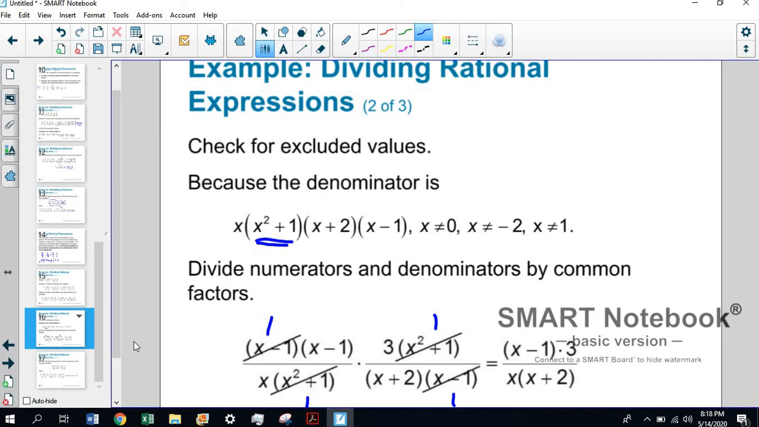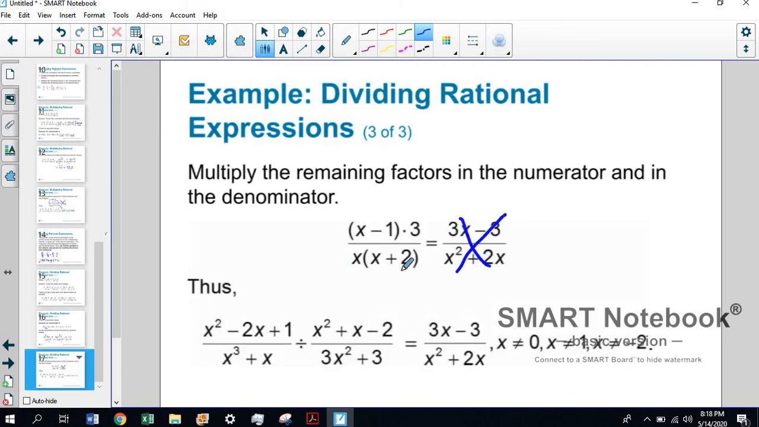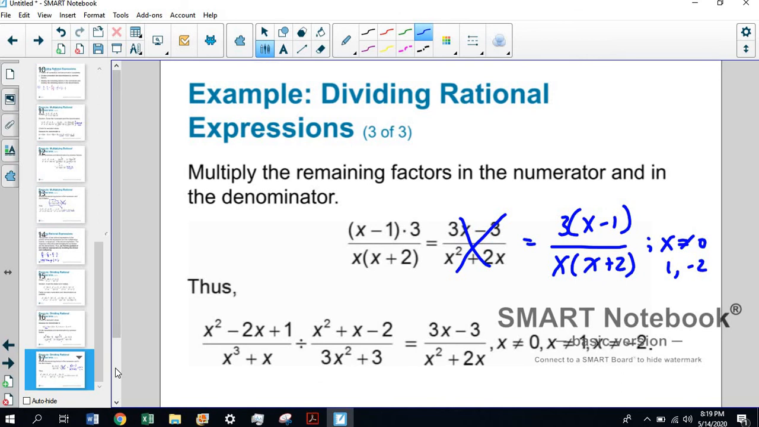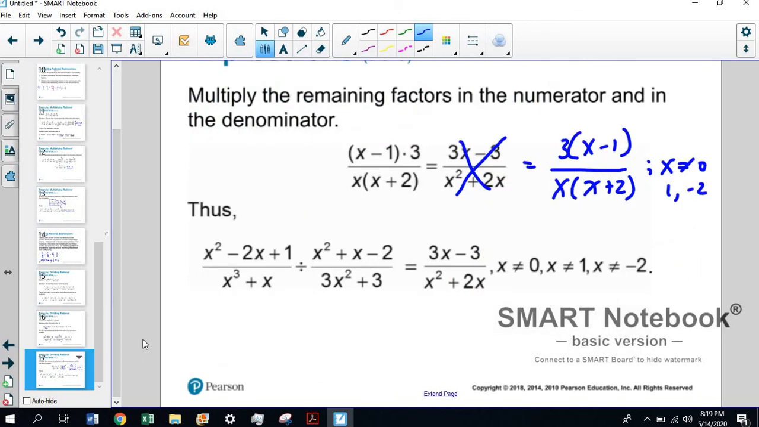Okay, and again, I am not a fan of this. No, don't want that at all. I just want you to write this as 3 times x minus 1 all over x times x plus 2. Just leave it like that, and then you're going to leave out 0, negative 1, and negative 2. We're going to leave those out. Okay, so that's the process for simplifying rational expressions, for looking for the domain, and also for multiplying and dividing.